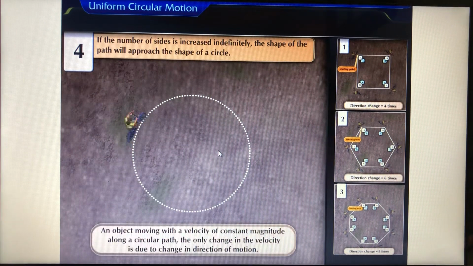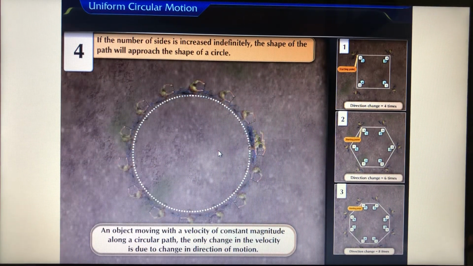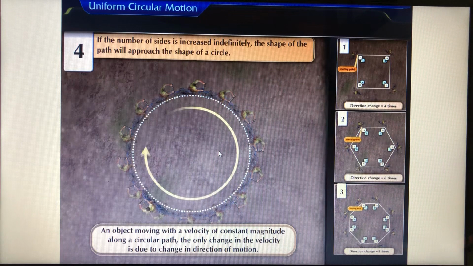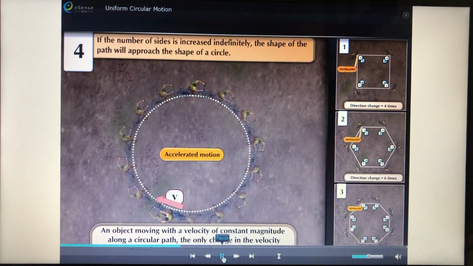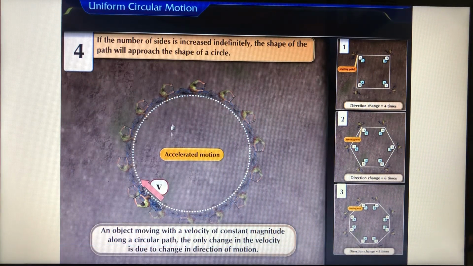Thus, for an object moving with a velocity of constant magnitude along a circular path, the only change in the velocity is due to change in direction of motion. It is an accelerated motion. Why is it accelerated motion? Because every second, so many dots are here. So every second direction changes. Direction change means velocity change. Velocity change means it is known as accelerated motion.